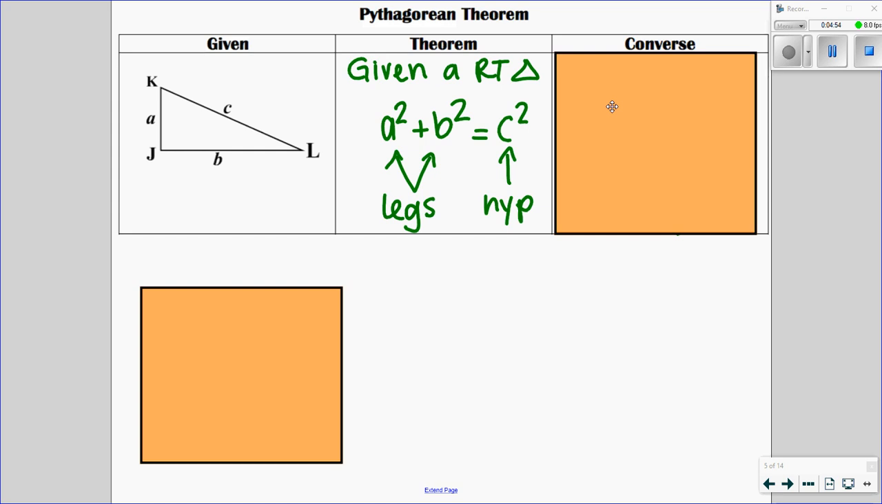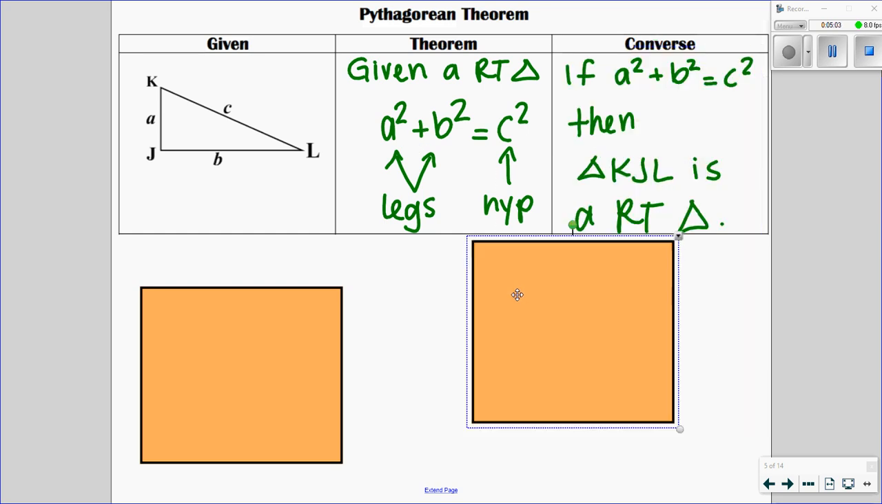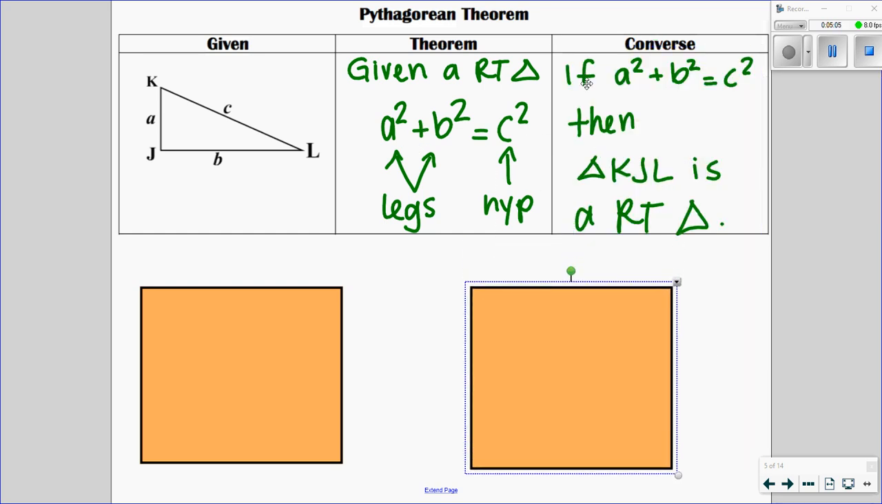Converse means the opposite. So for the theorem, it says given a right triangle, you will have a squared plus b squared equals c squared. The converse is, if you have a squared plus b squared equals c squared, then the triangle that we see here, KJL, is a right triangle. So basically, you're just saying the opposite of what was given in the theorem.